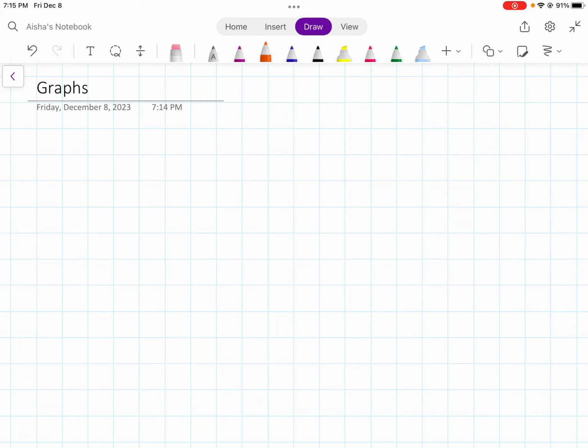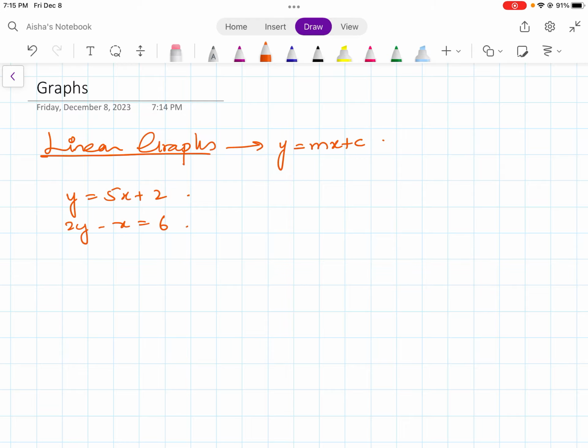Okay, so let's start with linear graphs. The linear graphs have equation y equals mx plus c. Now the equation can be given in a lot of different formats. For example, y equals 5x plus 2, 2y minus x equals 6, x upon 3 plus y upon 4 equals 5. It can be in any form, as long as x and y are single, it's a linear equation.